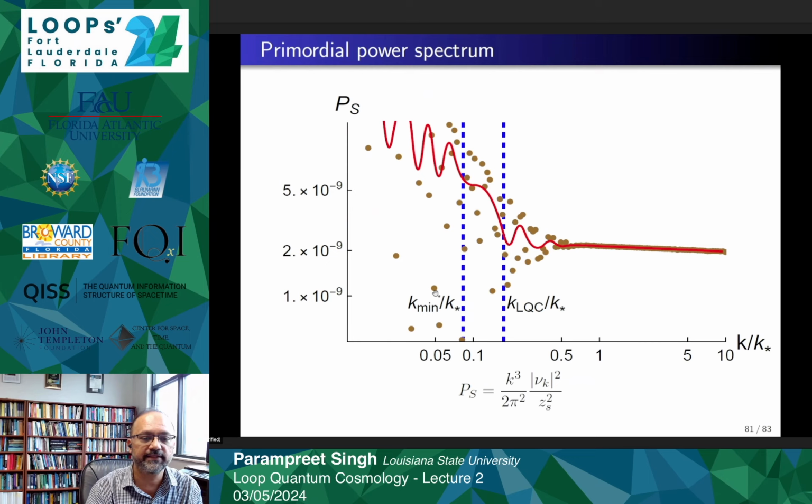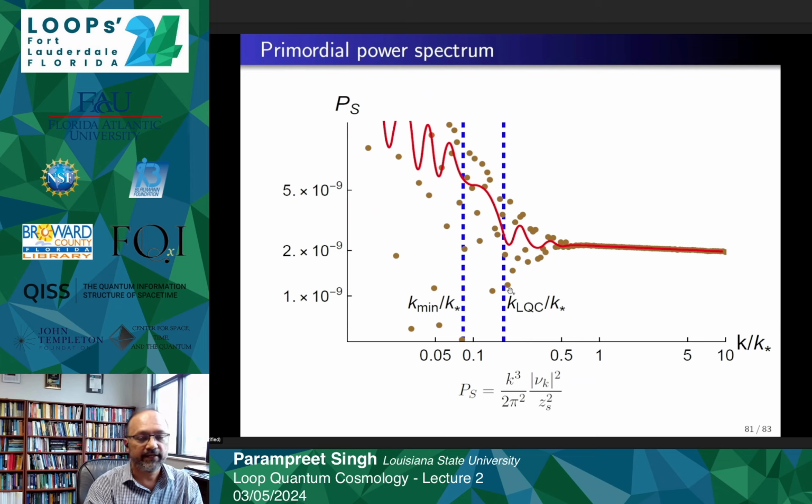So basically the idea is that there is a minimum wave number, and there is a quantum geometric wave number which experiences the quantum geometry effects. I'm plotting the power spectrum versus the wave number divided by the pivot mode of the wave number. And this is the ultraviolet regime I was talking about earlier. These points are from the observations. The brown points are the observational points. The red curve is from standard LQC. I don't remember which approach, but both approaches give very similar answers, even in this regime here.